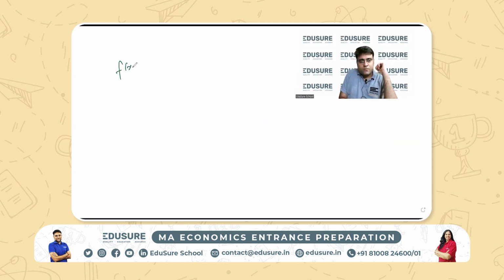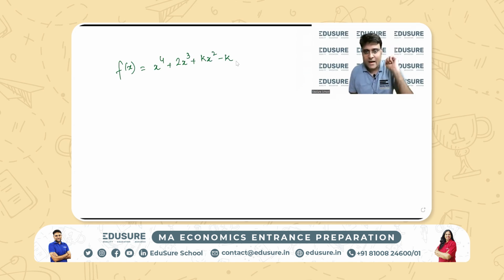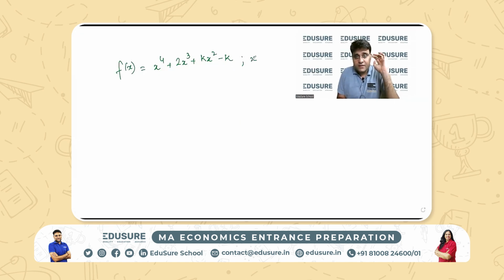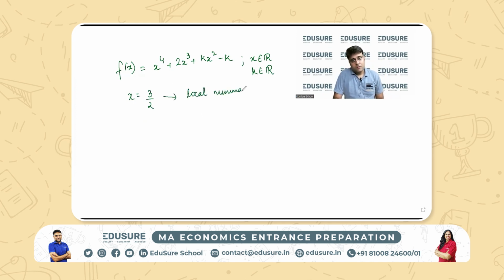We have an f(x) value, which is x to the power 4 plus 2x cubed plus kx square minus k. This is what we have, right? Now x is real and k is also real. That's given. x takes any real value, k takes any real value. It's given to us that x is equal to 3 by 2 is a local minima. Now, in order for this to be a local minima, f dash has to be equal to 0 for x is equal to 3 by 2.